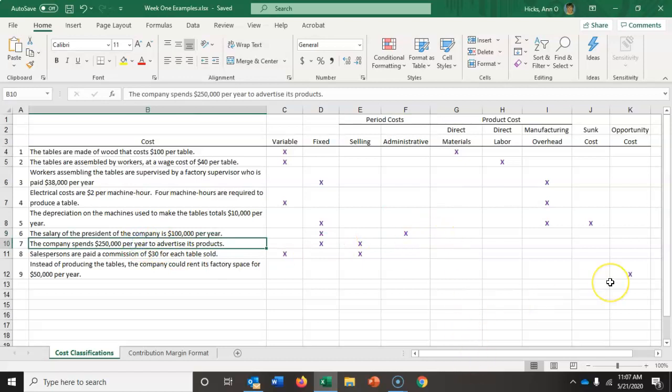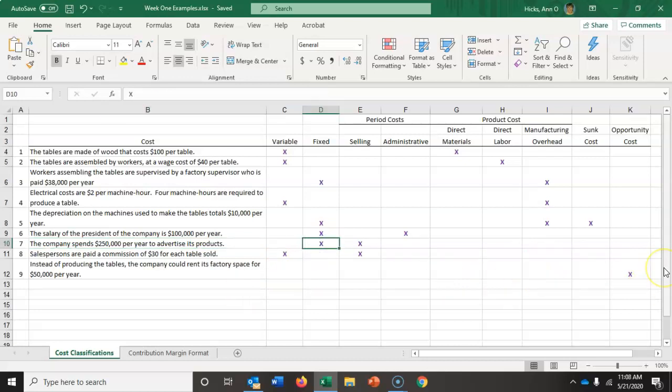Number 7, we spend $250,000 per year to advertise our product. That is going to be a fixed cost. It's $250,000 irrespective of whether we produce 1,000 tables or 100,000 tables. We're paying for a service, which is the advertising. Notice it's also under period, but it's under selling. The advertising for our product is a direct cost of selling.